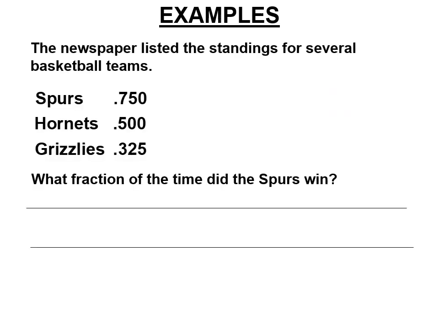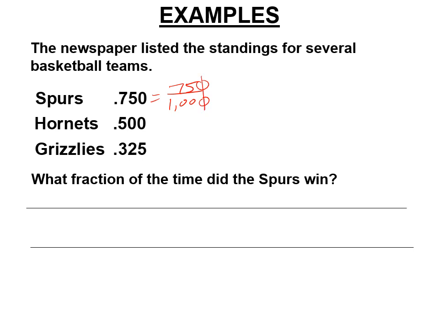Right, so if you check on the internet how your sports team is doing, it's usually listed in thousandths. Okay, so the Spurs have won 750 thousandths of their games, Hornets 500 thousandths, and the Grizzlies 325 thousandths. But we want to make them into a simplified fraction. So what fraction of the time did the Spurs win? So they won 750 out of 1,000, which right away, we cross out those zeros.